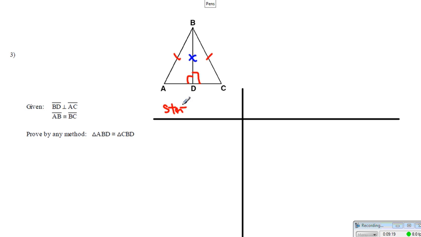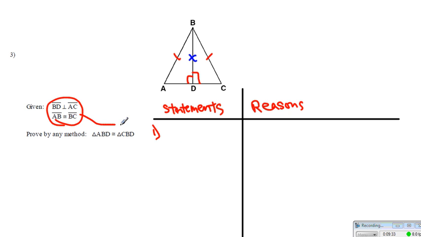So here we have statement, and here we have the reasons. First, we're going to write down the givens right over here. Number two, you see, because in this case, angle ADB and angle CDB are right angles.